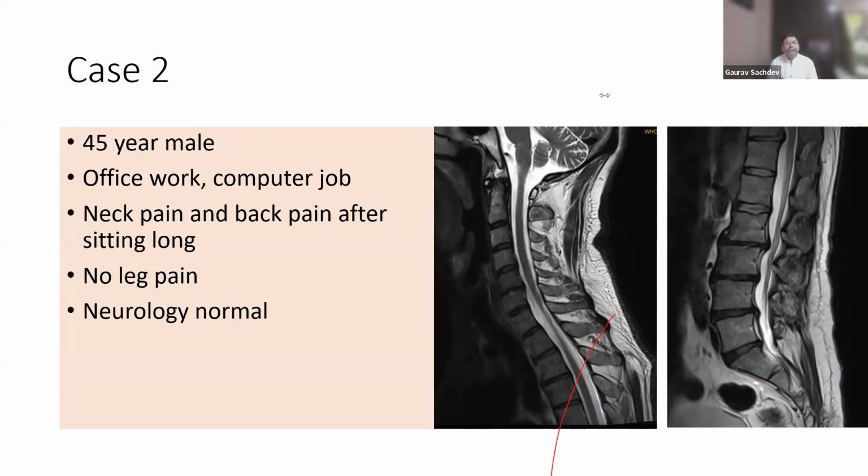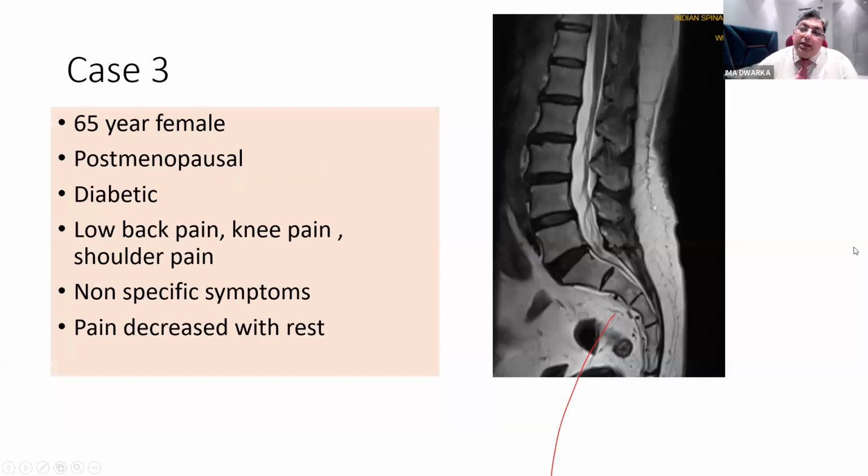Yes. So I think that explains a lot about a person who is working in that kind of environment. So now let's move on to our next case, which is a 65-year-old female, postmenopausal, diabetic, presenting with low back pain, knee pain, shoulder pain, and very non-specific symptoms. The pain usually decreases with rest. And sir, Dr. Rajesh, how would you go about it?